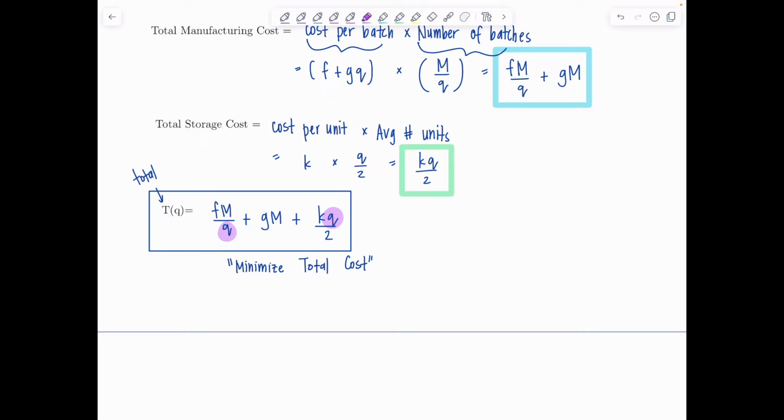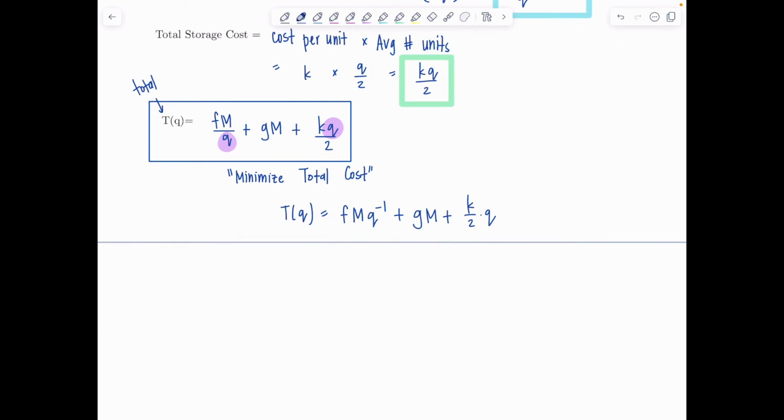Before we take the derivative, I'm going to write T of Q in a little bit more friendly format. So T of Q, since we're going to take the derivative, I'll write it as FM Q to the negative first plus GM plus K divided by 2 times Q. All right, so now we're ready to take the derivative.